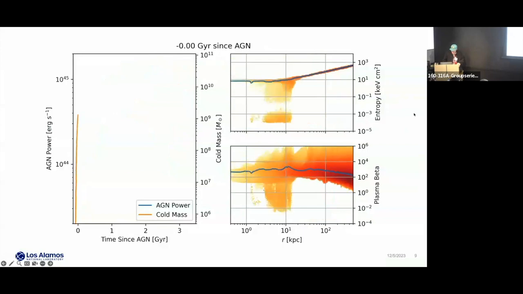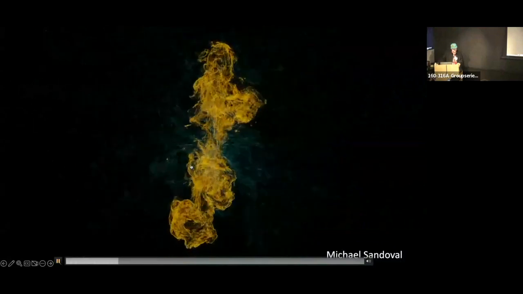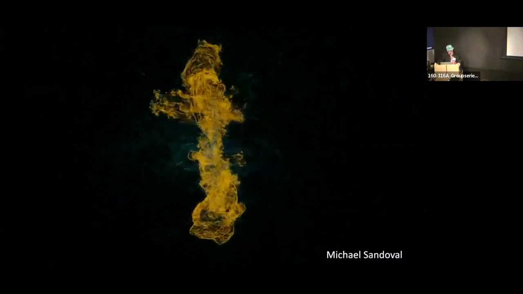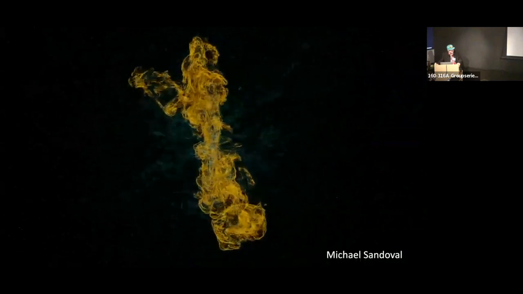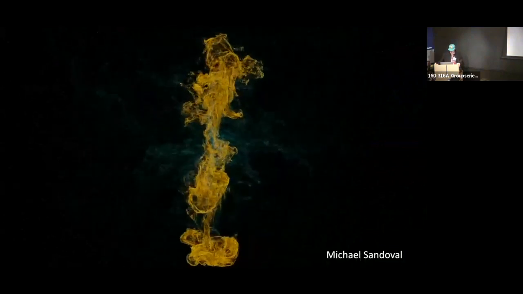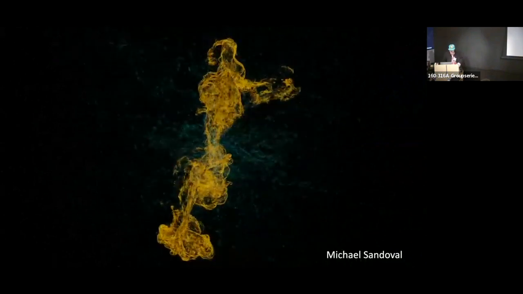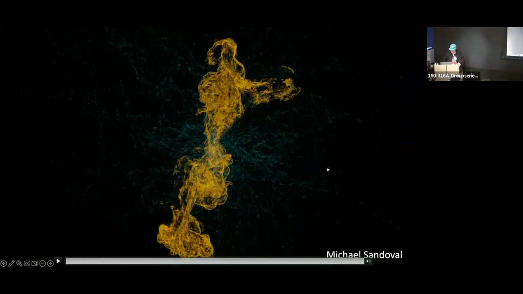And here's also a Flatiron jet. This movie was made by Michael Sandoval, very graciously, from Oak Ridge National Lab. So you can see plumes of AGN material. The green lines are the magnetic fields again.